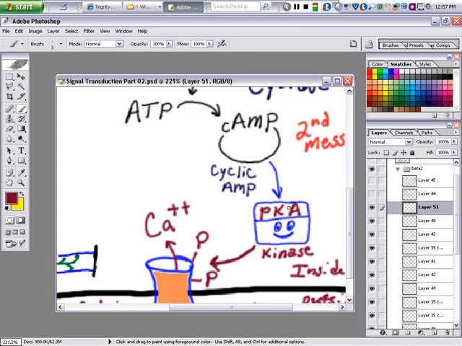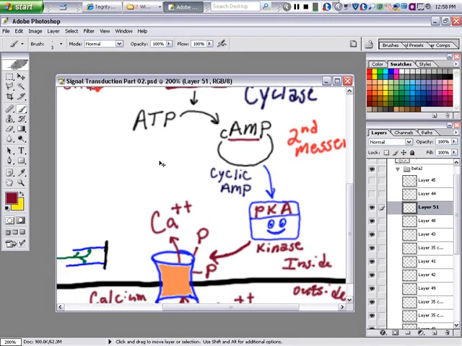What activates protein kinase A? Cyclic AMP. So what would you think activated protein kinase G? Cyclic GMP, and we'll talk about that when we talk about smooth muscle contraction and penile erection. Those are involved in those cascades.